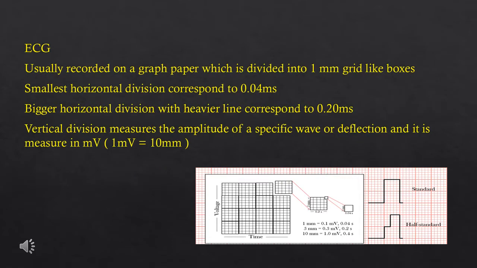Usually, ECG is recorded on a graph paper which is divided into 1 mm grid-like boxes. The smallest horizontal division corresponds to 0.04 seconds, and the bigger horizontal division with a heavier line corresponds to 0.20 seconds. The vertical division measures the amplitude of a specific wave or deflection, and it is measured in millivolts. As you can see, this is the graphic representation of your ECG paper.